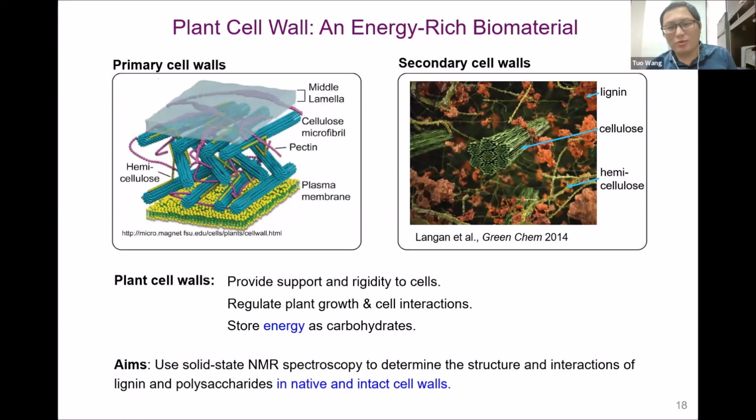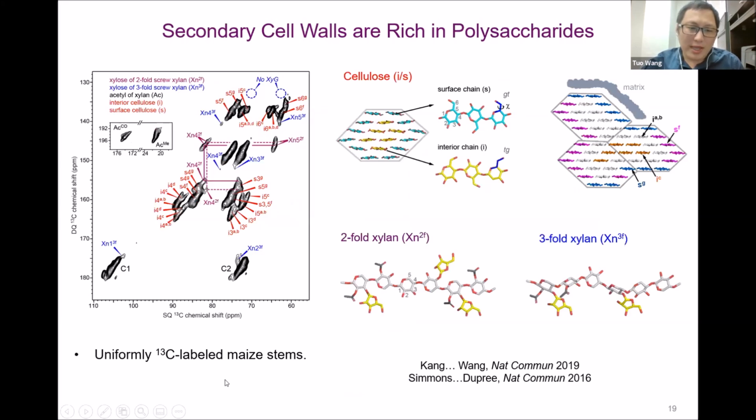So our goal here is to determine the chemical and physical principles for the interactions between the aromatics and the carbohydrates. Using carbon-13 labeled maize stem, the stem of the corn, we are able to measure a 2D carbon-carbon high-resolution INADEQUATE spectrum, and you can see many types of cellulose signals in red color. And cellulose is known to have surface glucan chains and internal glucan chains, which differ by the local conformation as well as the hydrogen bonding system.